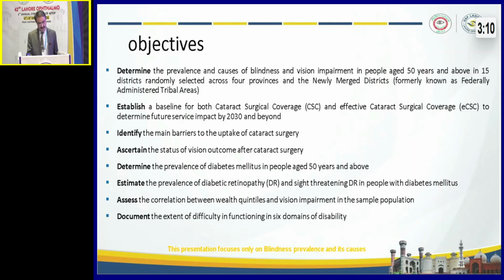That is to determine the future service impact by 2030 and beyond, to identify the main barriers to the uptake of cataract surgery, to ascertain the vision outcome after cataract surgery, to determine the prevalence of diabetes in people aged 50 years and above, to estimate the prevalence of diabetic retinopathy and sight-threatening diabetic retinopathy in people with diabetes, and also to assess the correlation between wealth quintiles and vision impairment in the sample population, and to document the extent of difficulties in functioning in the 6 domains of disability also.